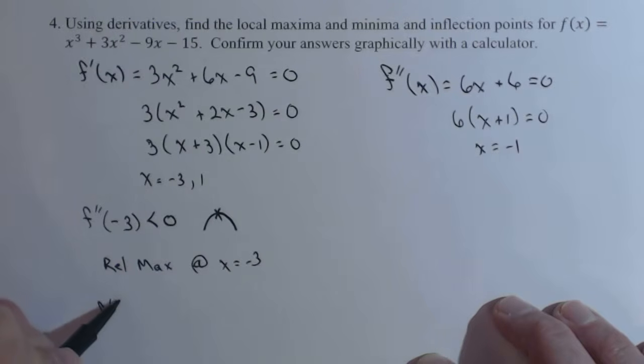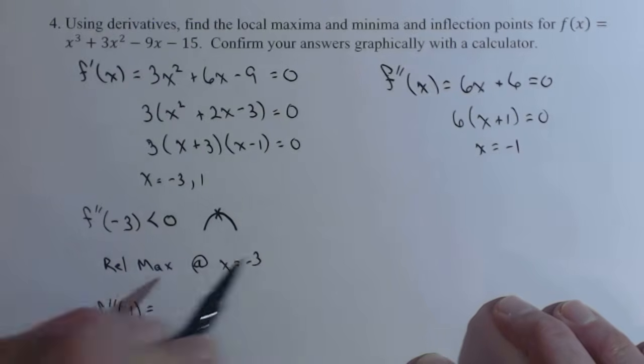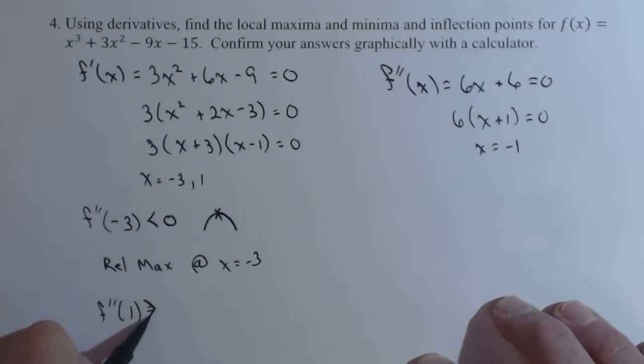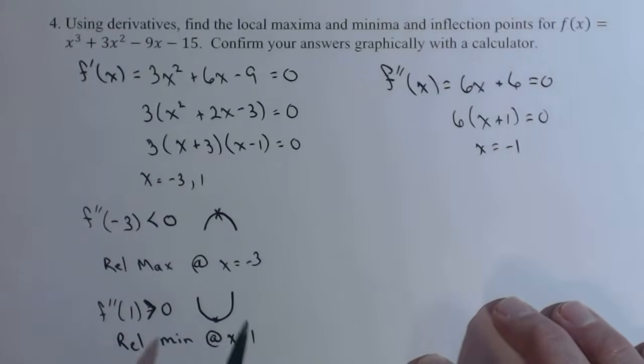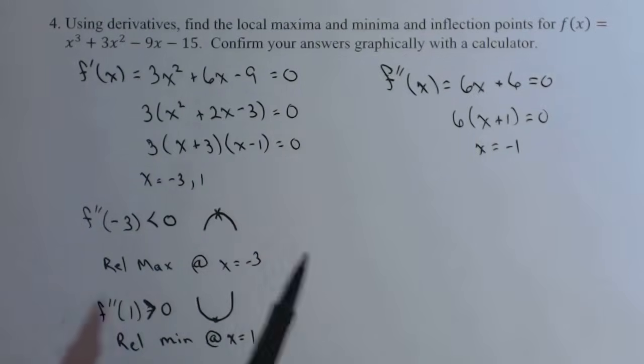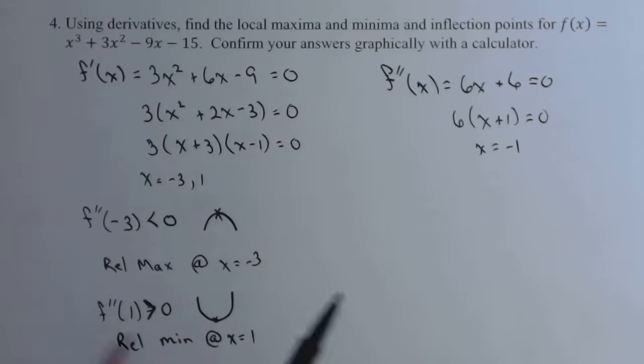F double prime of 1, just to verify. Notice we'll have 6 plus 6, which is 12. It's greater than 0. Means it would be concave up. Means we have a min. So we have a relative min at x equals 1. Now because they ask for these local maxes and local mins, which is also a relative max or a relative min, I sometimes use those terms interchangeably.